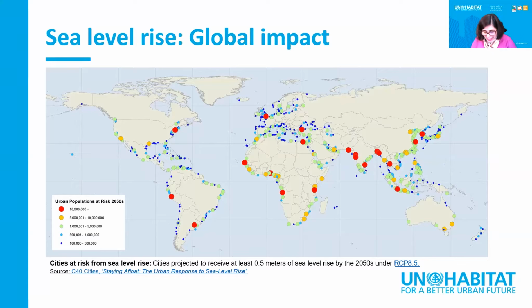Okay, so very quickly on sea level rise and the global impact of sea level rise. This is from recent reports that have come out. These are the cities that are projected to receive at least half a meter of sea level rise by 2050. We know that as many as 630 million people could be displaced due to sea level rise globally by that year.